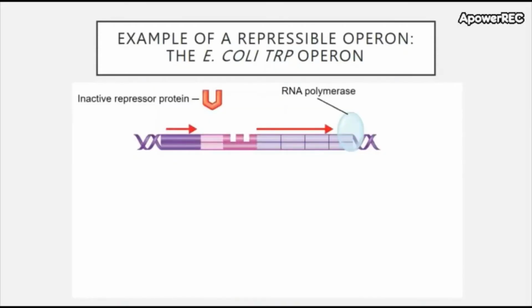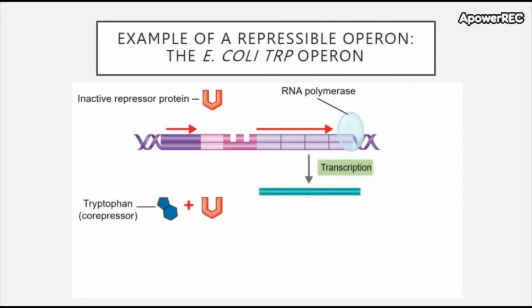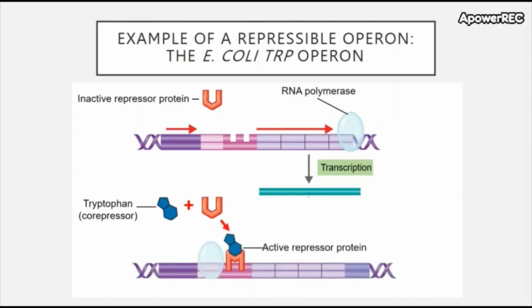So in this situation, we have an inactive repressor protein most of the time. And the RNA polymerase is allowed to read through and create the genes in the metabolic pathway for synthesizing tryptophan. And you get transcription. However, when tryptophan is present, it becomes a co-repressor. That co-repressor will bind to that inactive repressor protein and make it an active repressor protein. And as a consequence, the RNA polymerase cannot move past the operator to transcribe the sequence of structural genes.